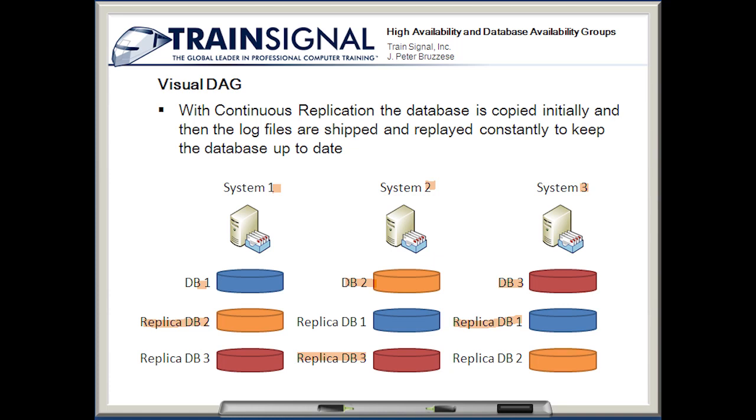Okay, enough talk. Let's go over to our server and let's actually take a look at how we implement the database availability group. It's really very, very simple. You're going to be surprised at how easy it is to set up a database availability group in Exchange 2010.